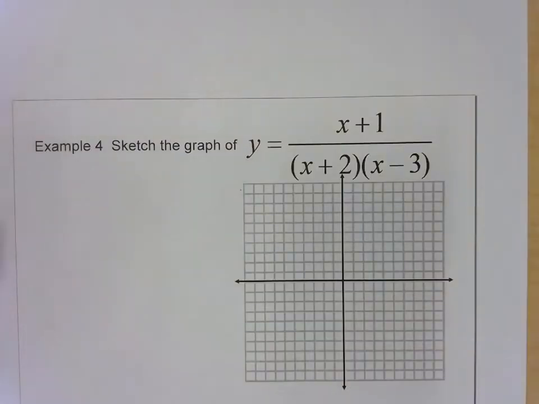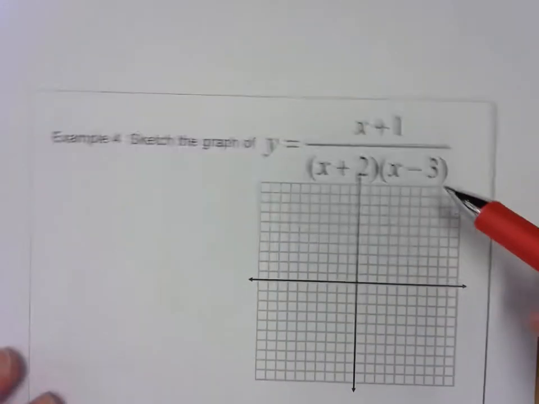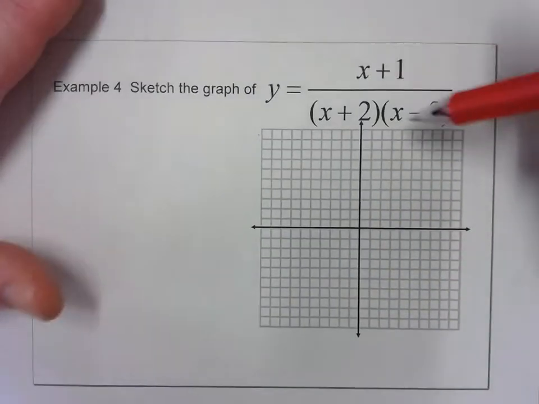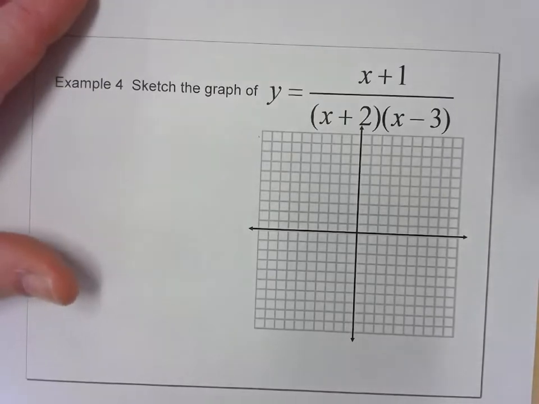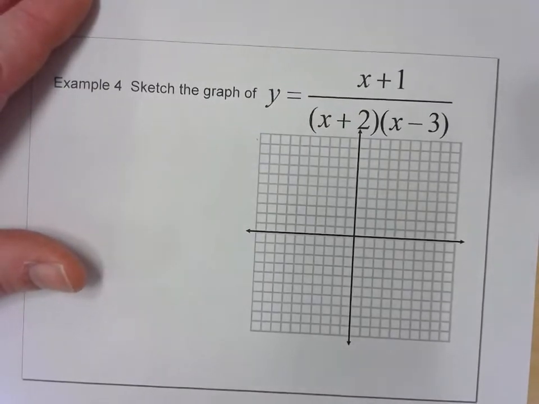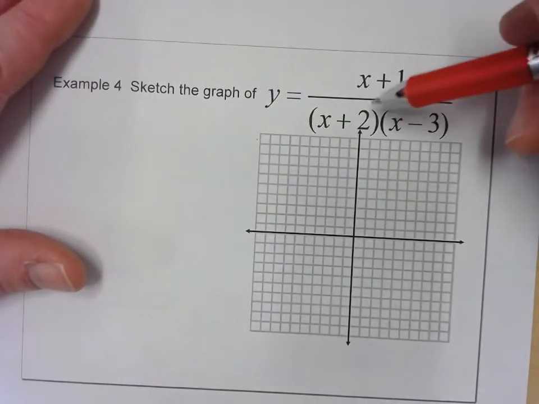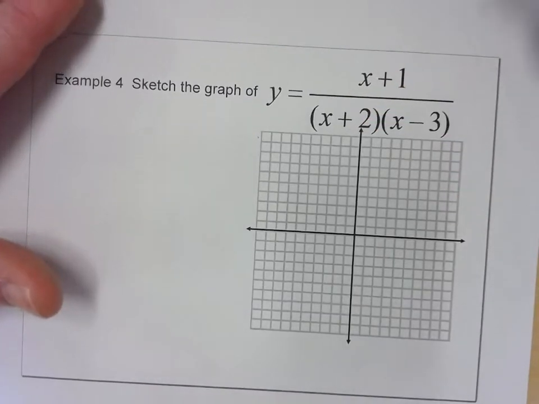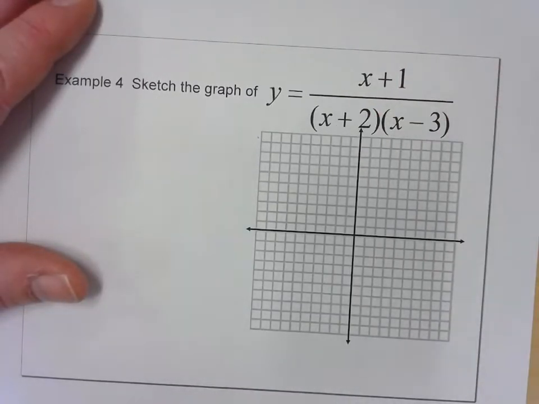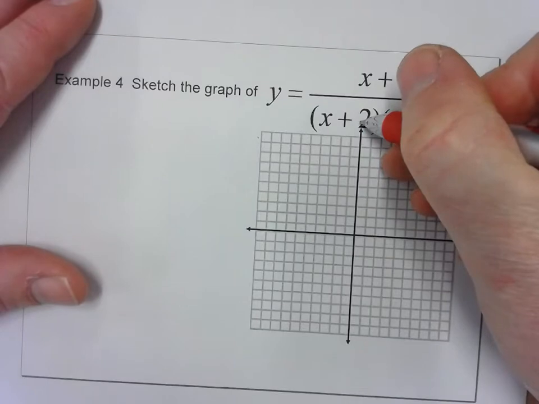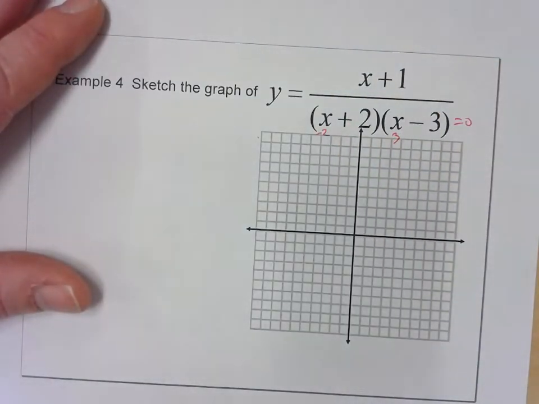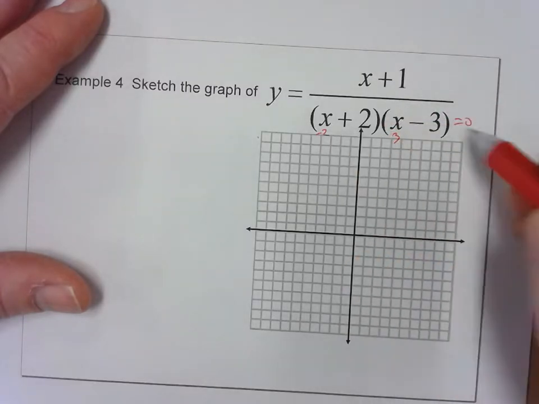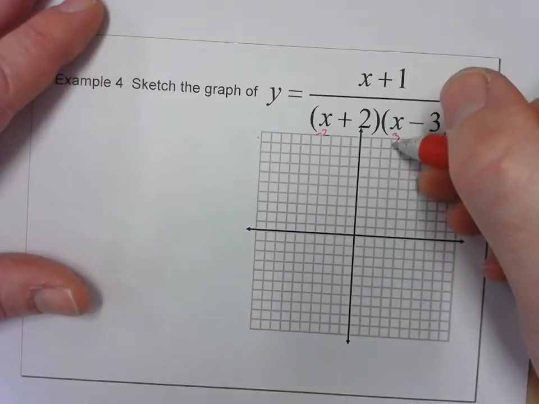Okay, now let's graph this bad boy. There are no holes because I do not have the same thing over the same thing. So there's no holes, which are removable discontinuities. There's only non-removable discontinuities, also known as vertical asymptotes. So negative 2 is a bad spot, and 3 is a bad spot because I set the denominator equal to 0, and that causes division by 0 in 2 locations.